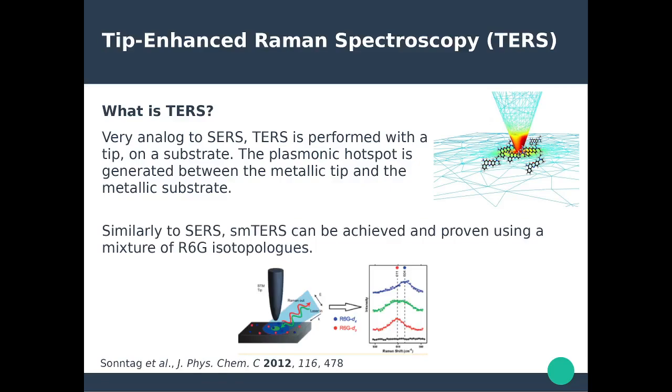Very similarly to SERS, single molecule TERS has also been achieved. Using the same mixture of rhodamine 6G isotopes on the substrate, people are able to measure either one or the other, or a mixture of both. So you have a single molecule of this blue version of the rhodamine 6G, or a single molecule of this red version, or a mixture of both here, which means you have at least two molecules, if not more. These are both very powerful techniques, SERS and TERS.